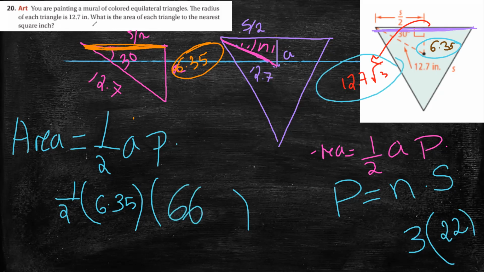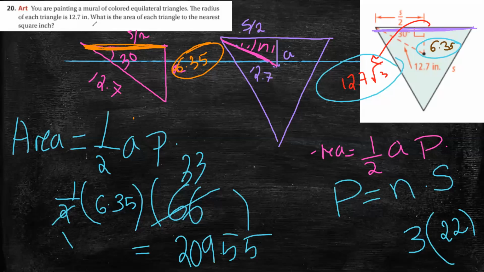Teacher, can I make it 12.7 plus 12.7? Yes, you can, it's the same math. Okay. Then here you have 33 multiplied by 6.35. You will get 209.55.